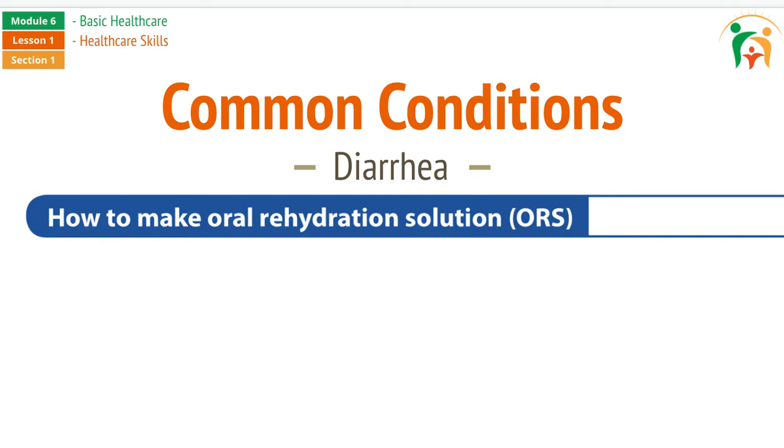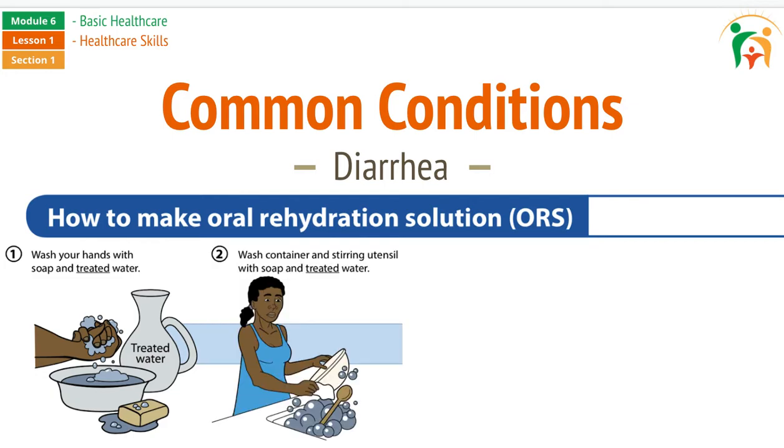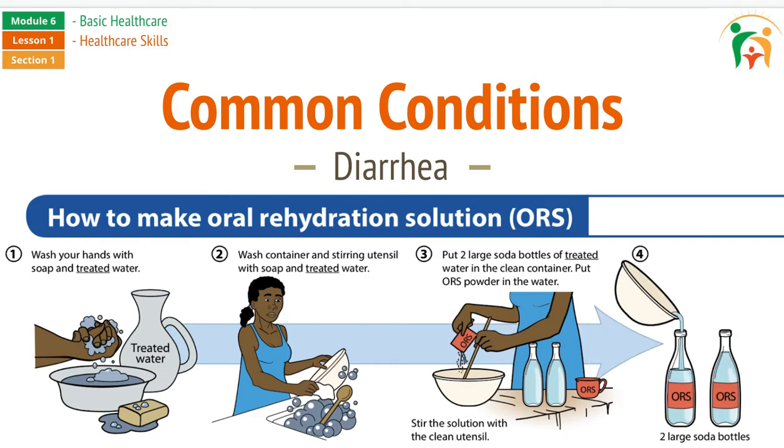How to make oral dehydration solution, the ORS. Wash your hands with soap and treated water. Wash the container and stirring utensil with soap and treated water. Put 2 large soda bottles of treated water in a clean container. Put the oral dehydration solution powder in the water. Stir the solution with a clean utensil. Then add it to 2 large soda bottles.